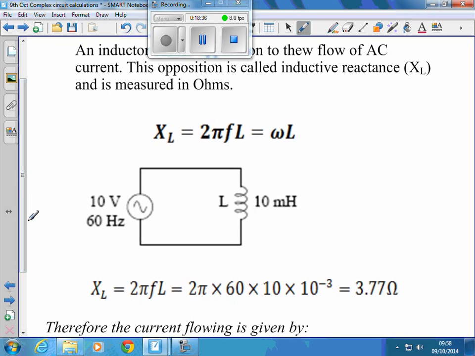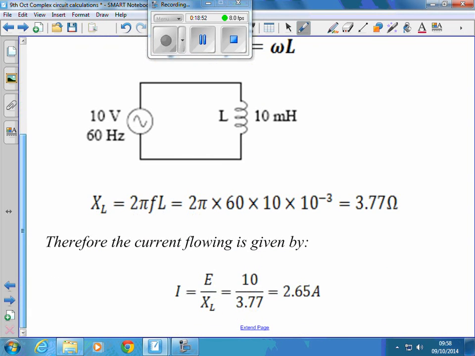If we look at a typical circuit, we've got 10 volts at 60 hertz, an inductor of 10 millihenries. We can find out that XL is equal to 2 pi f L, do the calculations, 3.77 ohms. Therefore, the current flowing is given by, and this is just the magnitude of the current, we've not used any complex numbers here, E, 10 divided by 3.77, 2.65 amps.